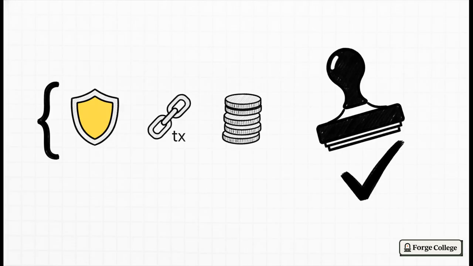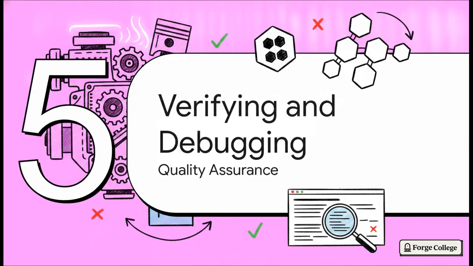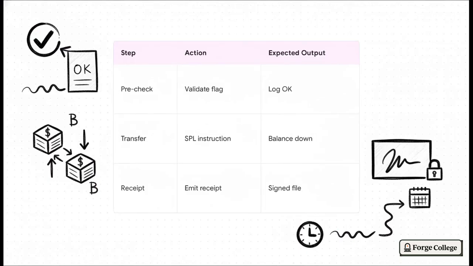If an auditor comes knocking, you just point them directly to this log that's tied to the immutable transaction signature, and boom, your compliance is mathematically proven. It's so clean. Moving on to Section 5, verifying and debugging. Now, building the engine is really only half the job. Now we have to test it on a localnet validator to make absolutely sure it actually works.